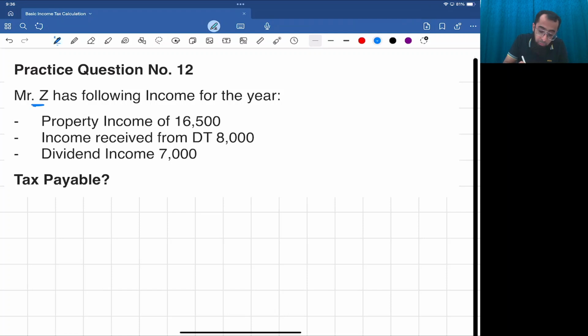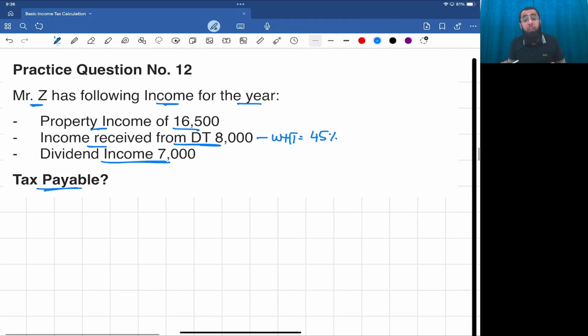Mr. Z has the following incomes for the year. Property income 16,500. Income received from discretionary trust 8,000. Now, on discretionary trust, you all know that there is withholding tax of 45%. And then a normal dividend income of 7,000. We have to do the tax payable.